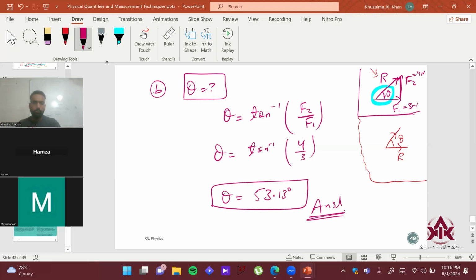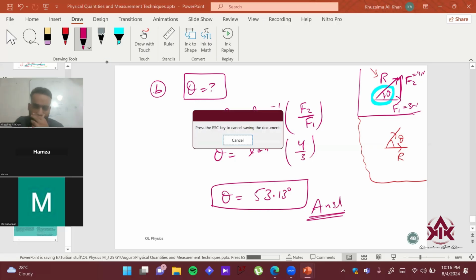Any question on how to solve this example? Is this example clear? Yes sir. Mashal? Yes. Okay.